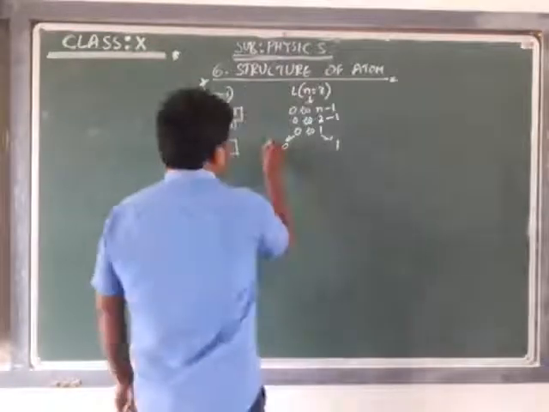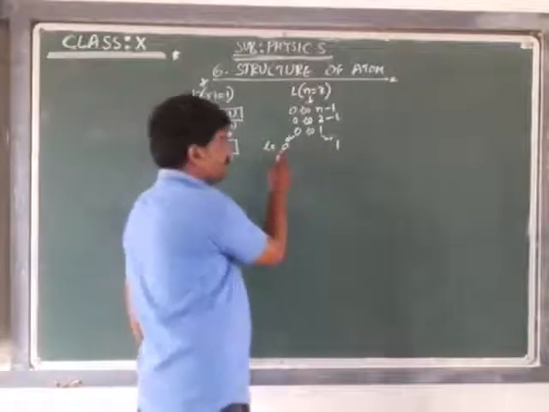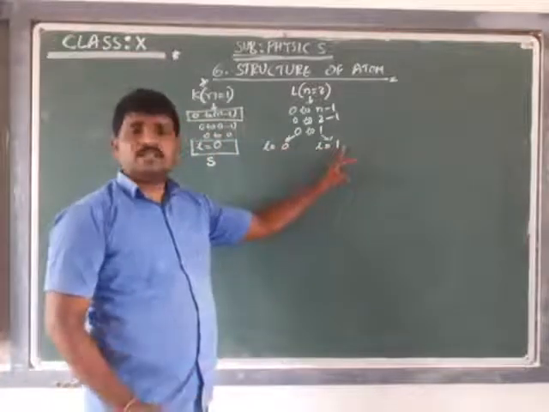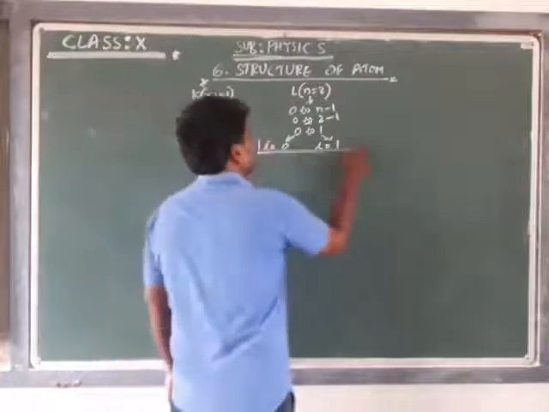That is L equal to 0 and L equal to 1. L equal to 0 and L equal to 1. That means we have two subshells here.